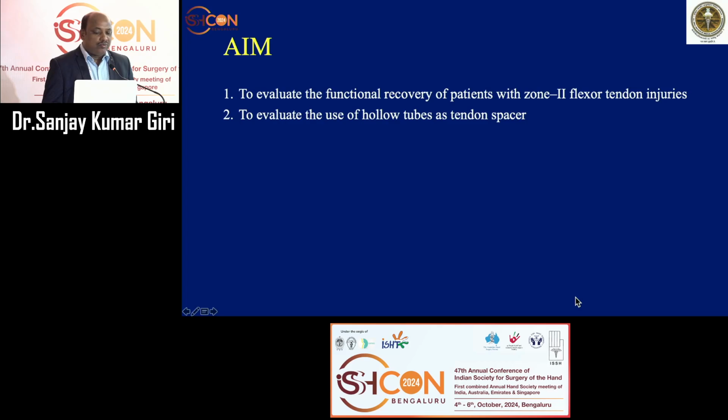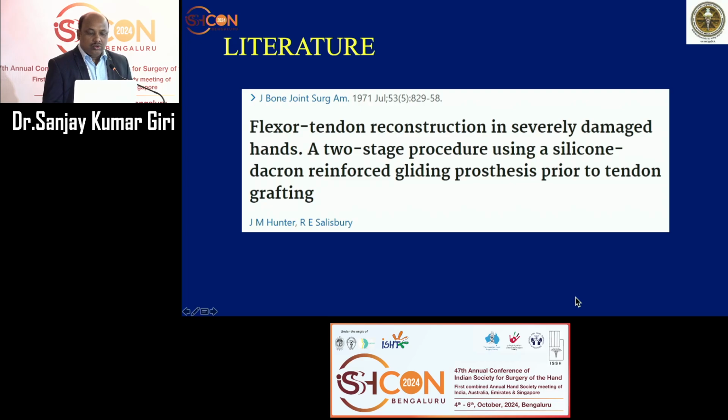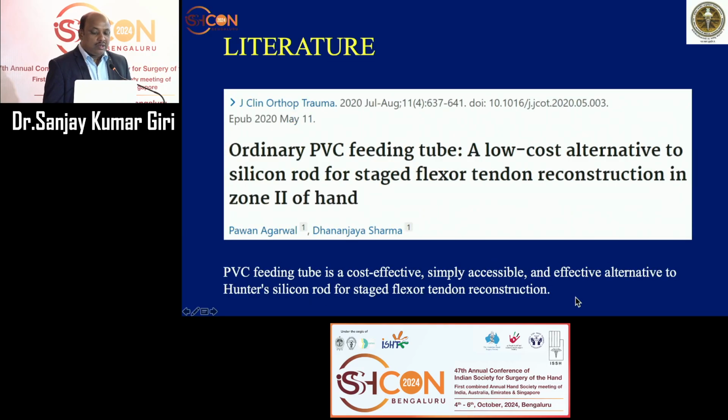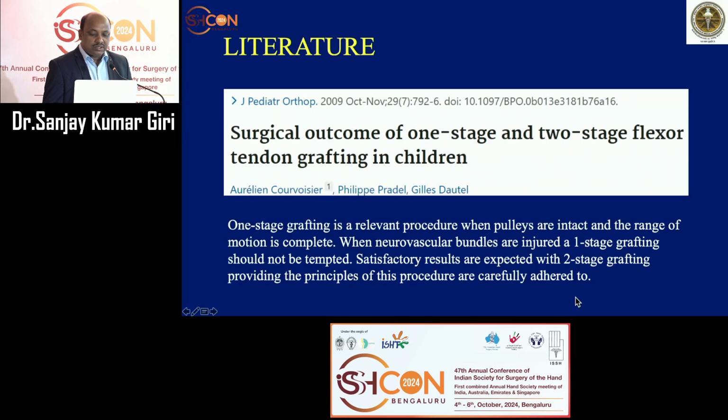Our aim was to evaluate the functional recovery of patients with zone 2 flexor tendon injuries, and to evaluate the use of hollow tubes as tendon spacers. In the literature, we saw flexor tendon reconstruction in severely damaged hands, a two-stage procedure using a silicone Dacron reinforced gliding prosthesis prior to tendon grafting; clinical differences between nasogastric tube and Hunter's rod; first stage zone 2 flexor tendon reconstruction; ordinary PVC feeding tube as a low-cost alternative to silicone rod; and the surgical outcome of one-stage and two-stage flexor tendon grafting in children.